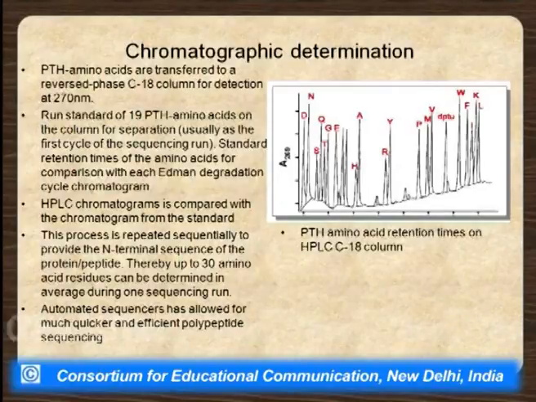So, up to 30 amino acid residues can be determined in an average run, and this may sound very tedious, very manual, but now automation has taken over. Once we have obtained the peptide fragments, and we have the sequence of these fragments, we have to work back and fit in what the sequence of the protein is.